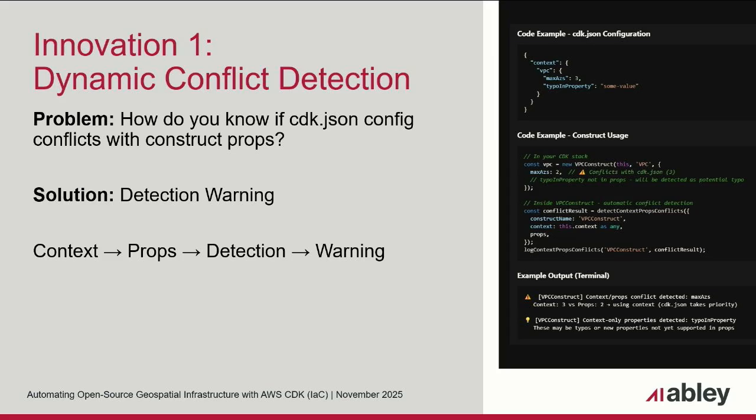If you look at this code on the right side, let's say there's maxAZ3 configured in the CDK JSON, whereas in the props you have maxAZ2. When you run this code, the library will come up with a detection error. Also, if there's a typo in a property, or the property is not within the types, it also tells us context-only properties detected.